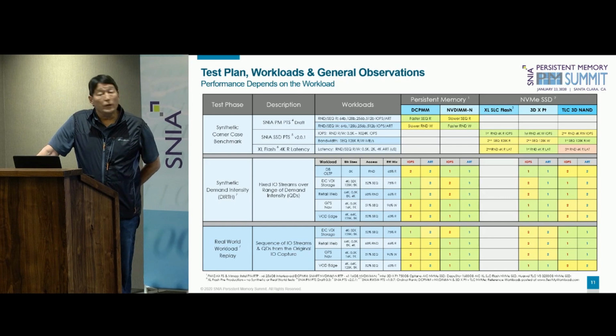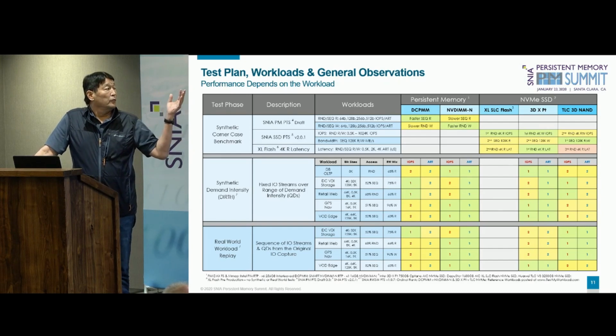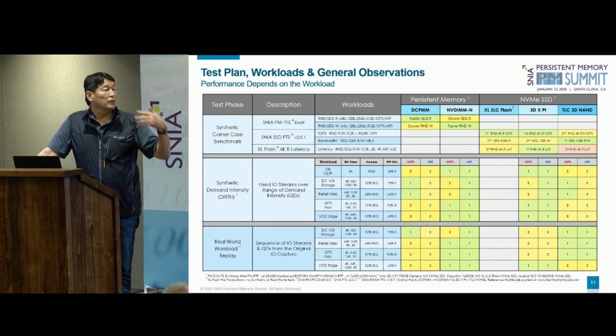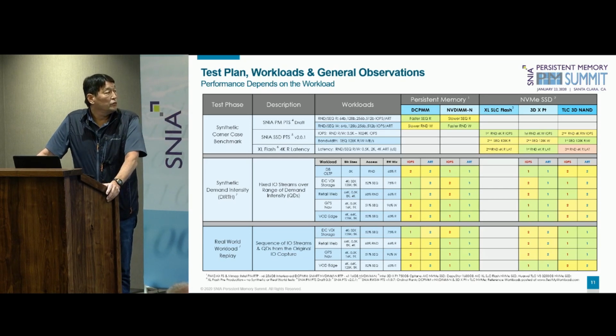For the synthetic corner case, for the DCPMM and NVDIMM, we're just going to apply a 64-byte, 128-byte, 256-byte, or 512-byte random or sequential read-write workload. So the first line is going to be reads, and the second line is writes. So before you see the charts, DCPM has faster sequential reads and slower random writes. Conversely, the NVDIMM showed slower sequential reads and faster random writes.